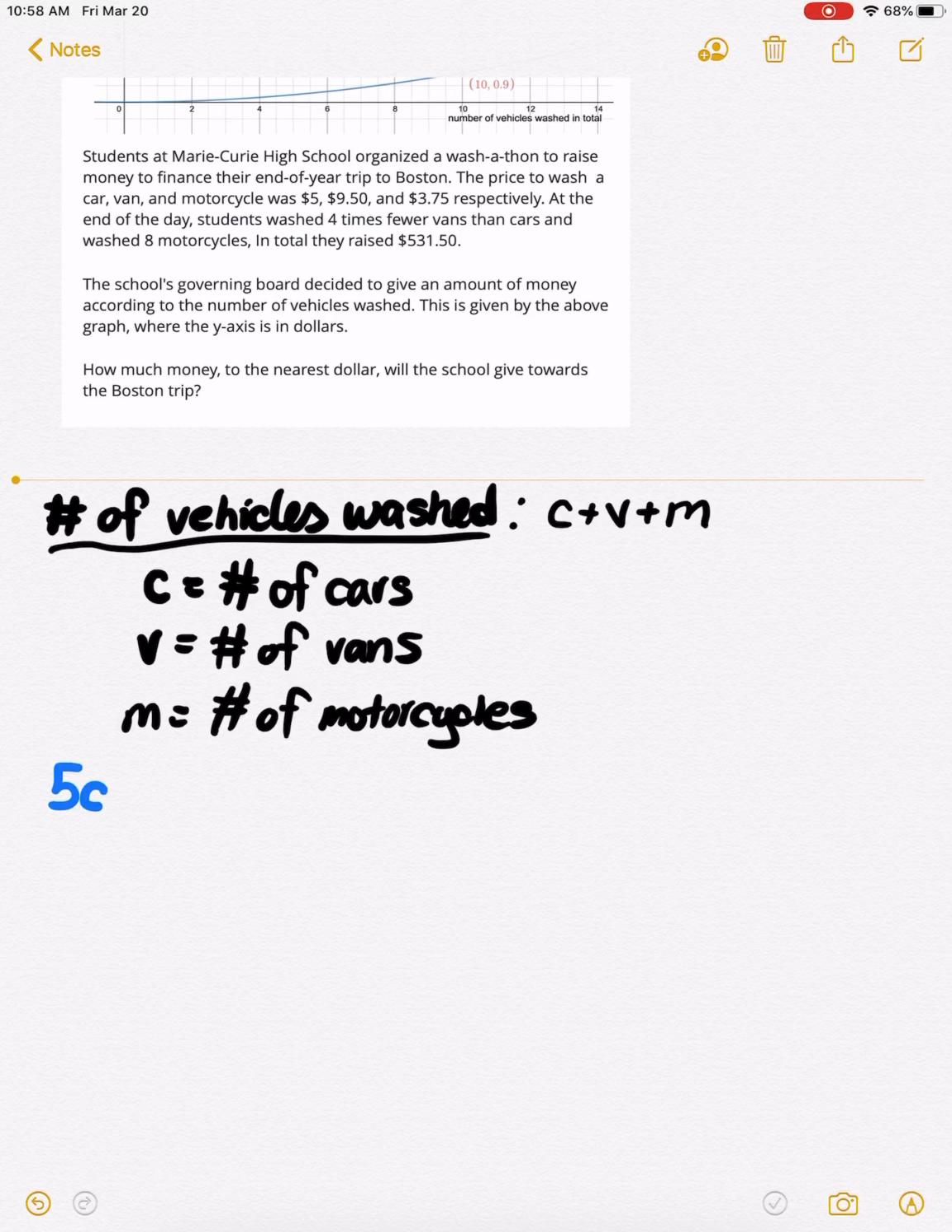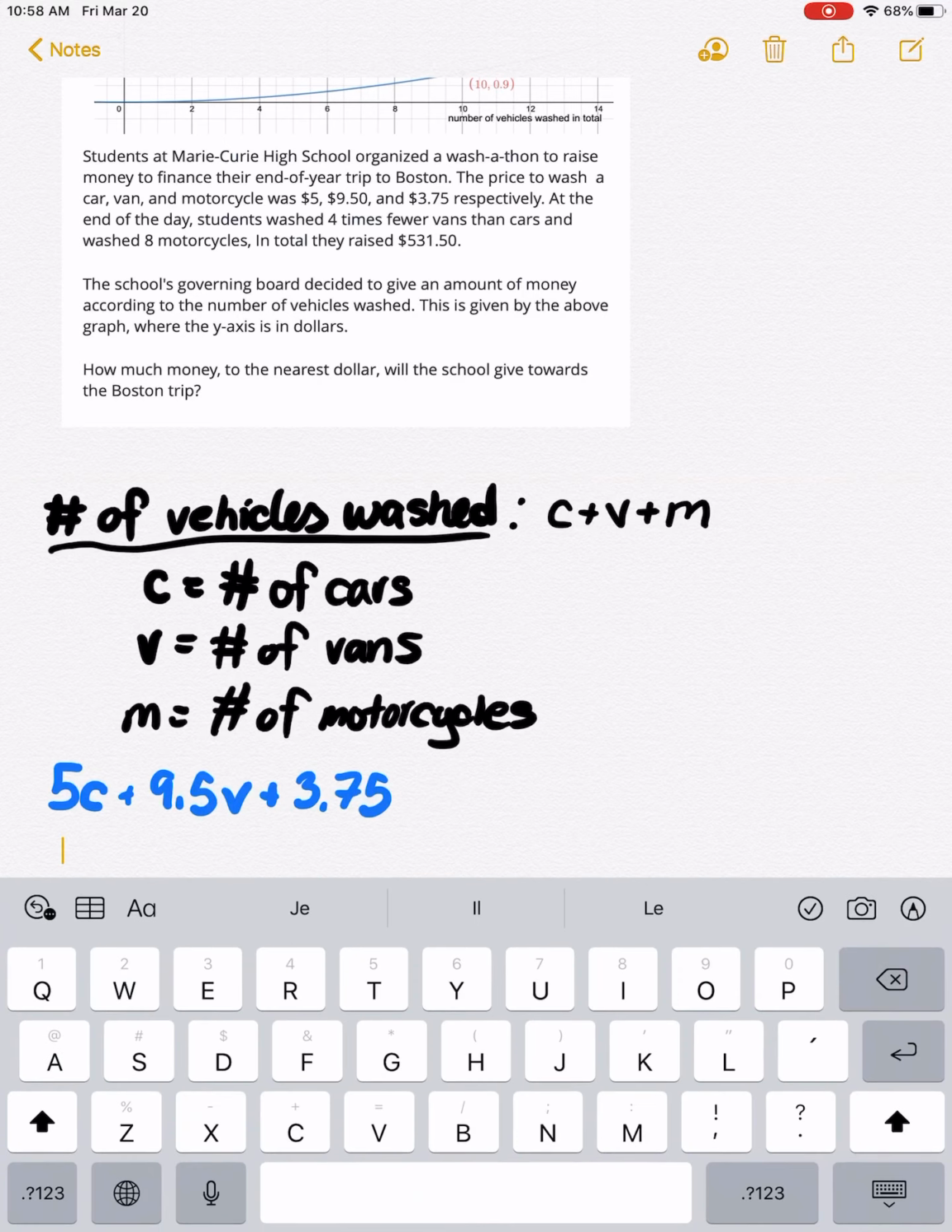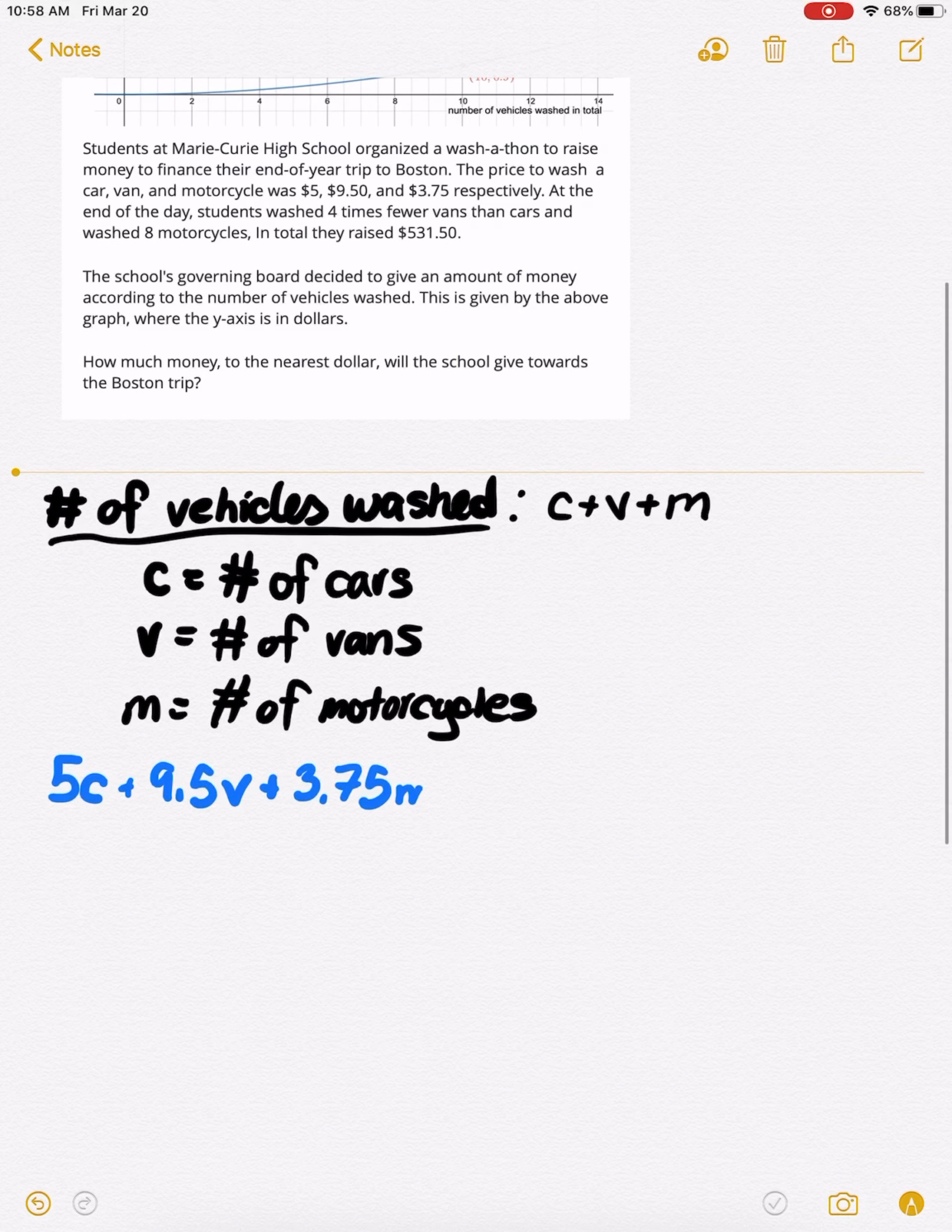Similarly, the amount of money from the vans is going to be 9.5V. And finally, the amount of money from the motorcycles is going to be 3.75 times M. And I know that altogether that needs to be equal to the amount of money that they raised in total, which is $531.50.